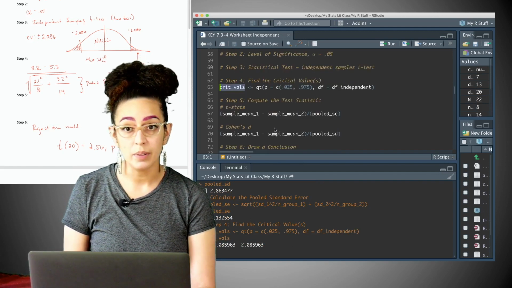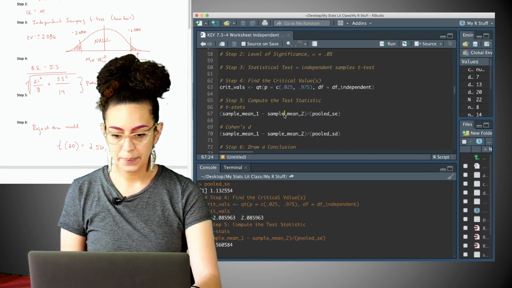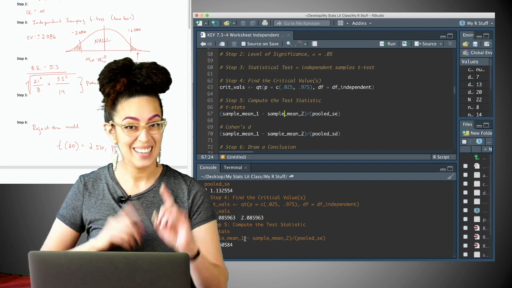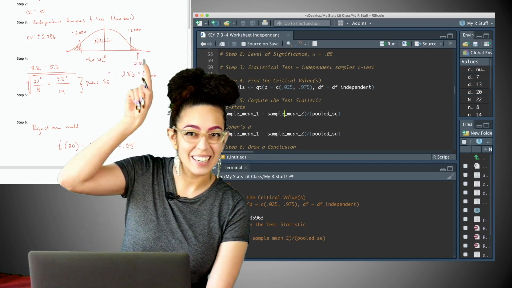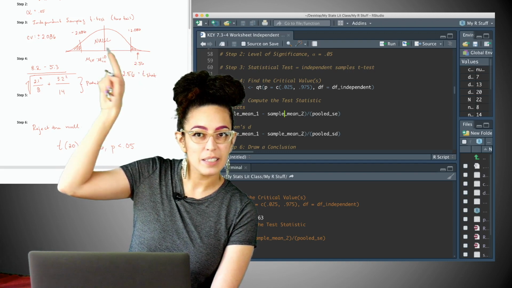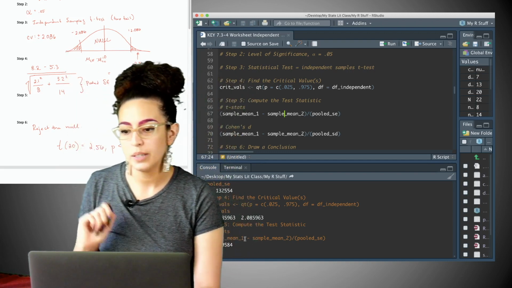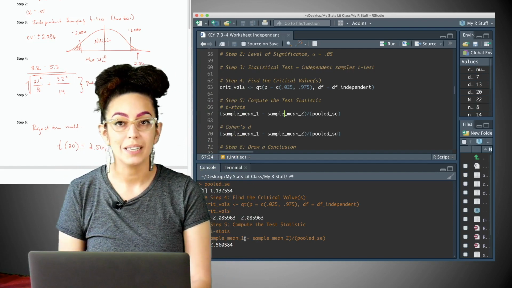Now let's go and compute our test statistic. Look at that, 2.56. Do we get to reject? Yes, indeedy. You could see it here, spoilers. So here are the critical values, and our t-statistic was outside of that into the critical region, so we get to reject the null hypothesis.